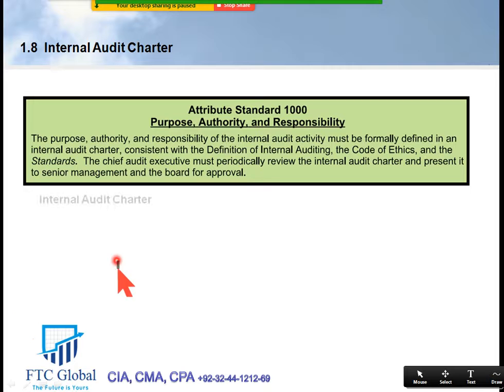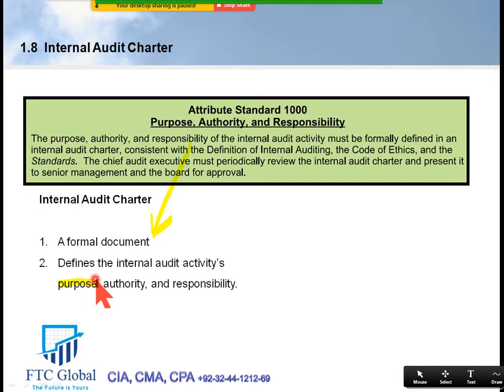Internal Audit Charter basically is a formal document. I have broken down this definition into small components so I can explain them in detail. So the Internal Audit Charter is a document that defines the Internal Audit Department's purpose. What is the purpose of the Internal Audit Department? What is the authority of the Internal Audit Department? And what is the responsibility? Clearly defined purpose, authority and responsibility. This document gives you a position in the organization. Where do you stand? To whom do you report? So this document establishes the internal audit activity's position within the organization.